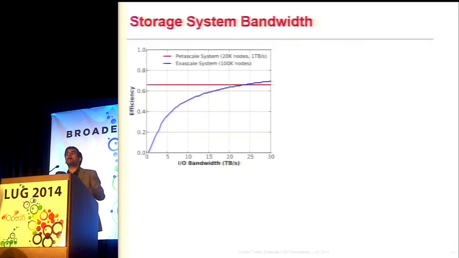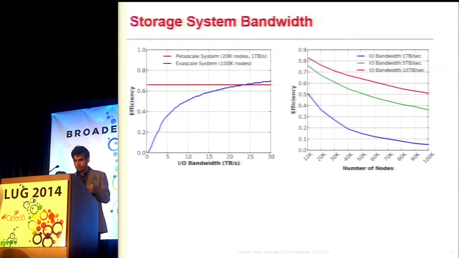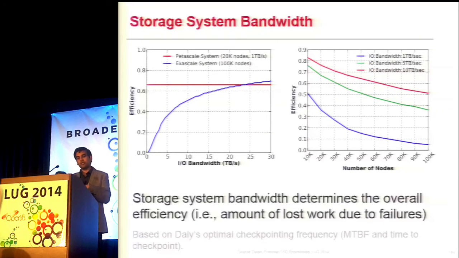So you cannot just think, oh, I scaled my compute system by 5x, I will scale my storage also by 5x. It has to be more than 5x. And that's because of the interplay between lost work and checkpointing cost. It just shows, for different terabytes per second, how much efficiency you are getting. Storage system bandwidth actually determines the overall efficiency. This is why it's really critical that we provision it properly.